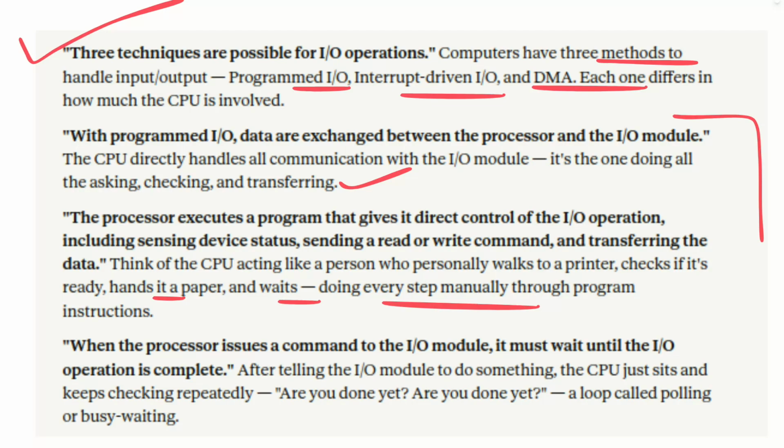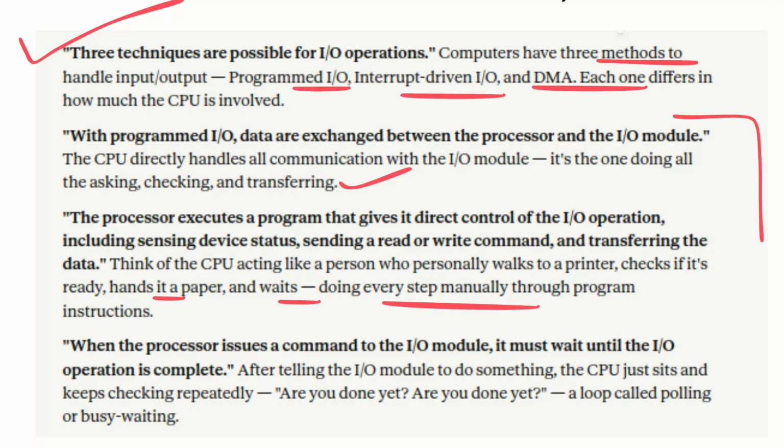So the CPU would do all of these things, right? When the CPU is handling all of the communication with the IO module, like asking, checking, transferring, and all of these things are done by the CPU itself, then such a technique of IO operation is known as programmed IO, where the exchange of data is happening between the processor and the IO module.